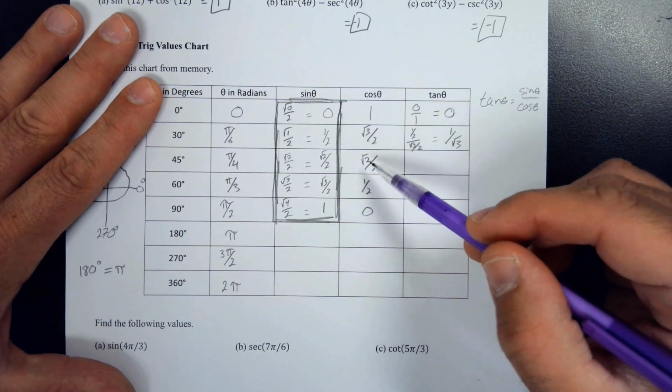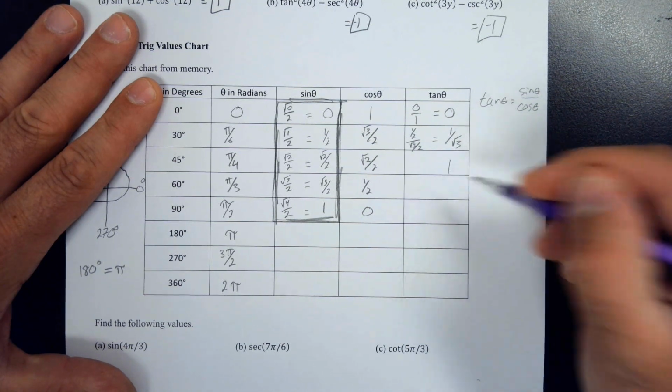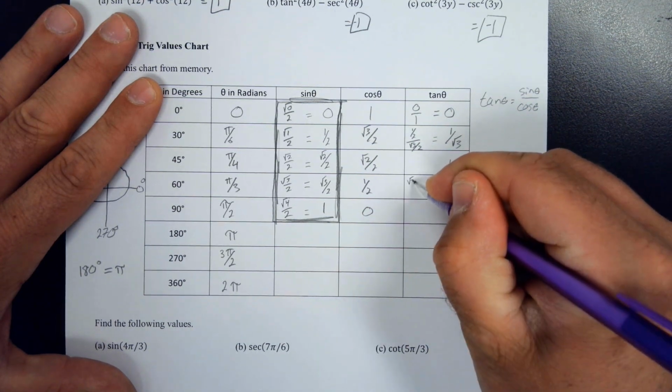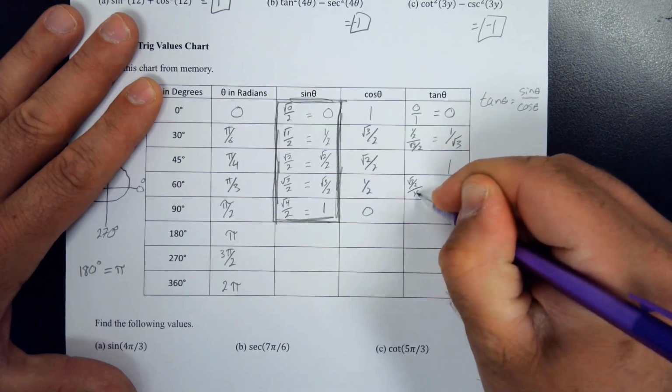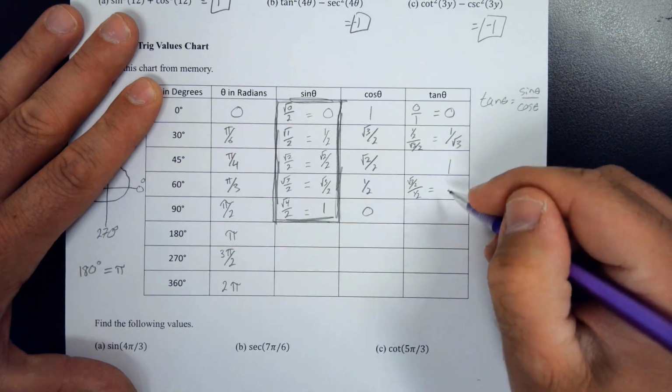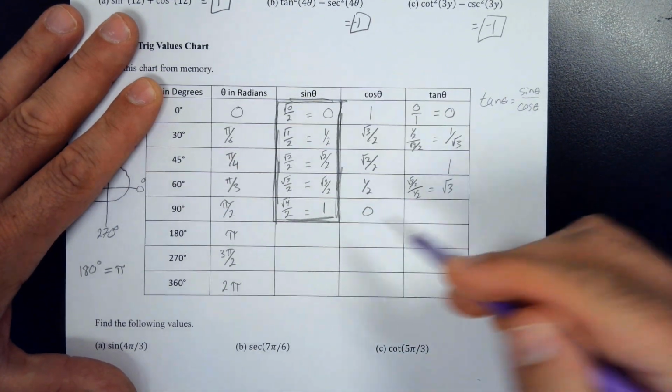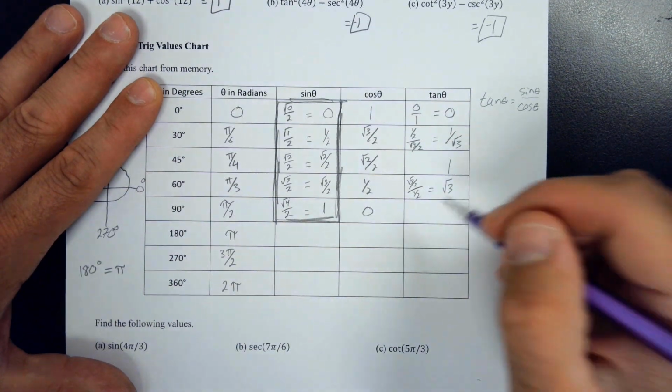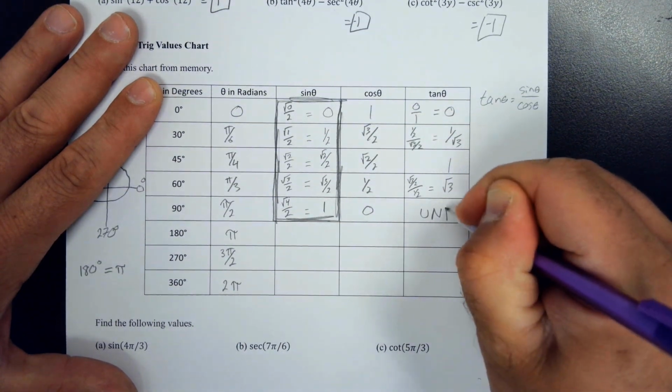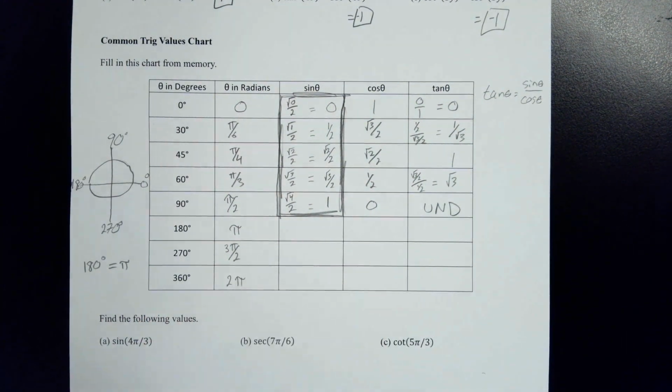These are the same. Square root of 2 over 2 over square root of 2 over 2 is just 1. Square root of 3 over 2 divided by 1/2. Again, the 1/2's cancel out. You're just left with square root of 3. And this ends up being 1 over 0, which is undefined. There's actually an asymptote at 90 degrees or pi over 2 for tangent theta.